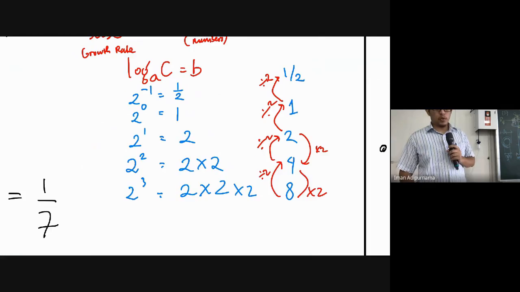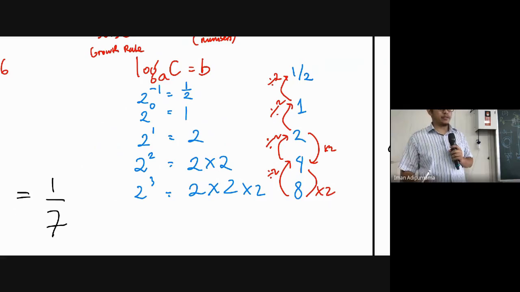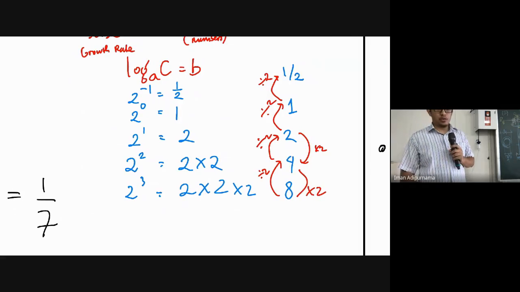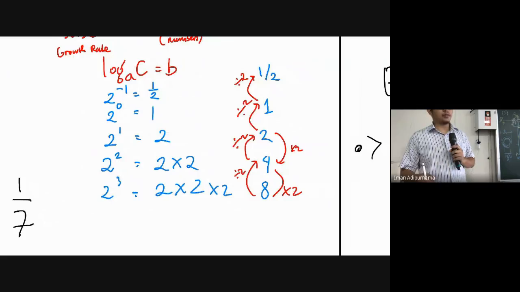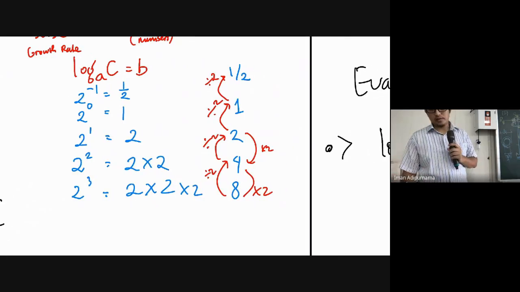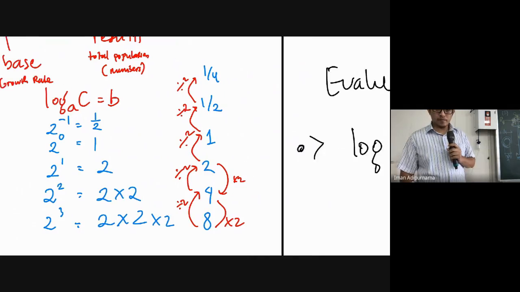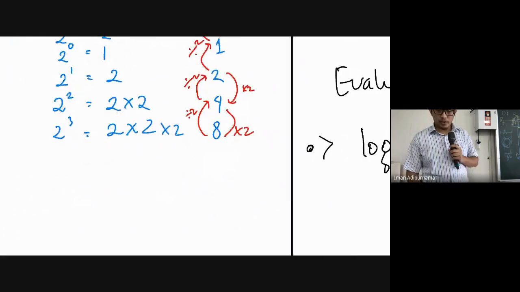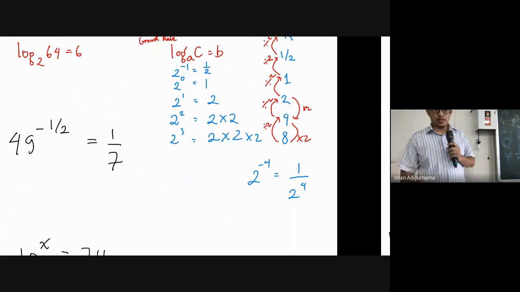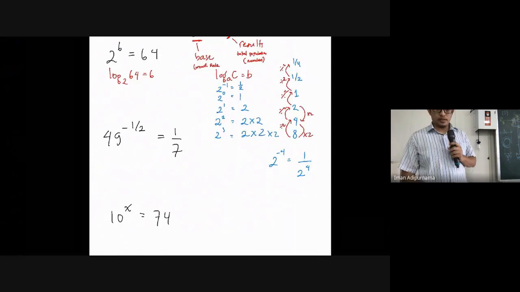So that's why when you have a negative index, you need to write it upside down, or reciprocal. So 1 over 2 and then divide by 2, 1 over 4. Or you can just write that when you have 2 to the negative 4, this means 1 over 2 to the 4. Just a note for the exponent.